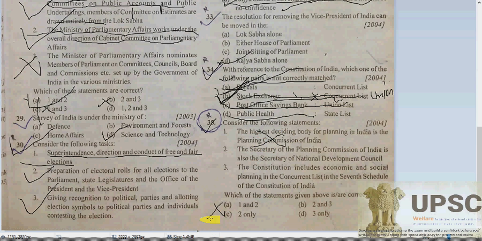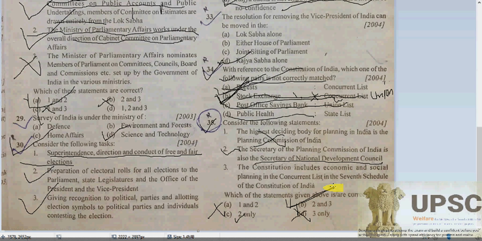Now, statement two: the Secretary of the Planning Commission of India is also the Secretary of the National Development Council, and that is absolutely correct. So we have three options gone here, because statement two is absolutely correct. Now third, the Constitution includes economic and social planning in the concurrent list. Yes, social and economic planning comes under the 7th Schedule, in the concurrent list. So 35 will be correct.